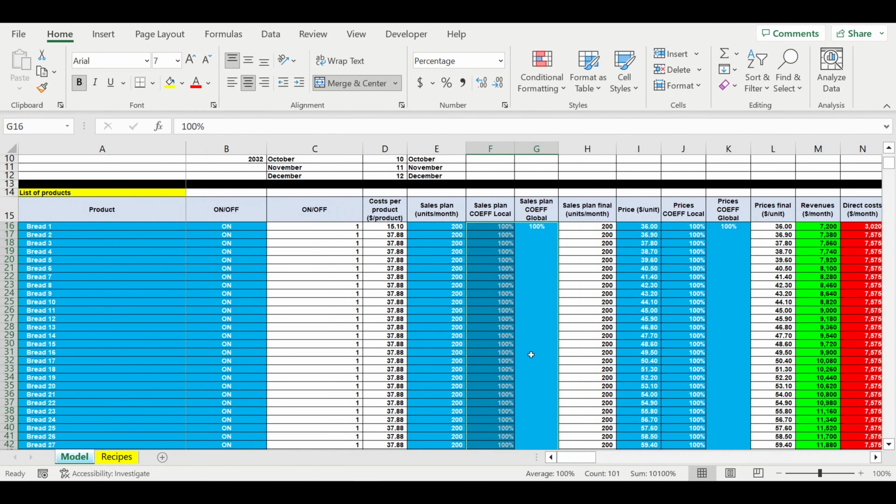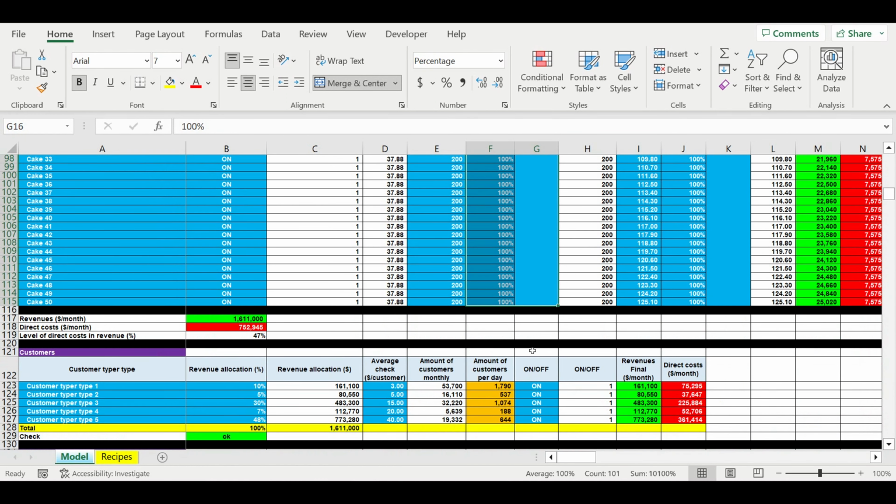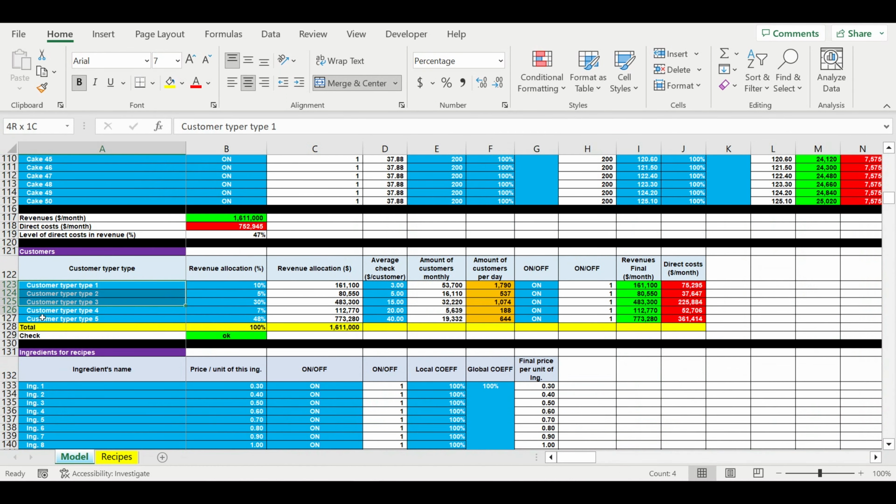Then we are moving forward. Then we are assuming that we have 5 types of customers. We are allocating the revenues between these types of customers. We specify the average check for each type of customer. We can switch on and off different customers from calculations to see what will be the simple discounted payback period with or without different types of customers. For example, if we are too optimistic with this or that type of customer.